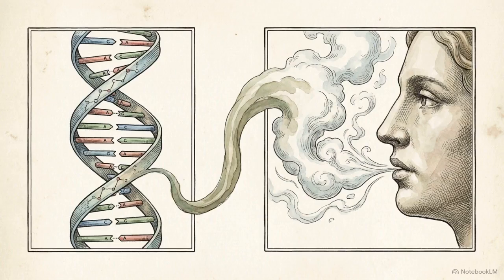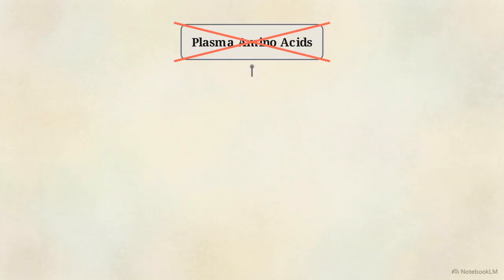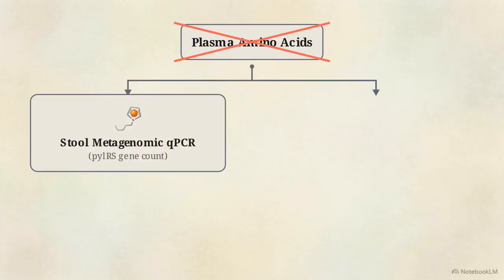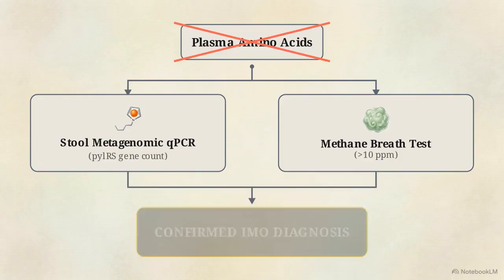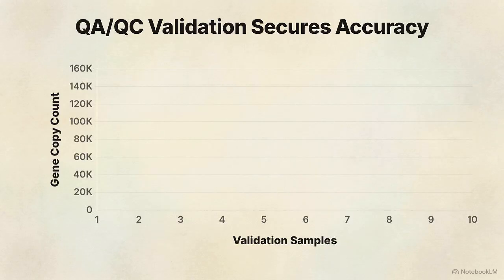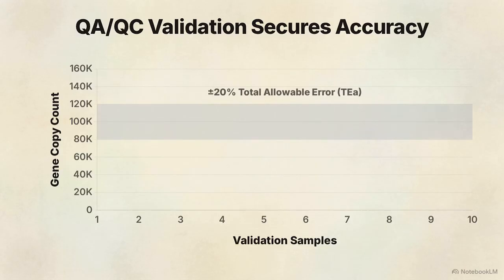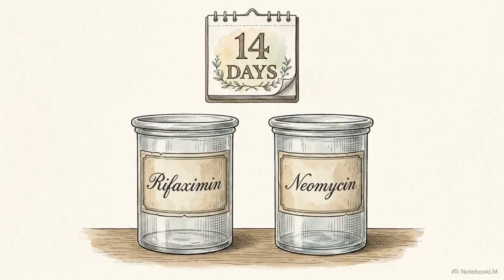The gold standard for a confirmed diagnosis requires a cross-check between the genetic footprint and functional output. This flowchart tracks the proper workflow. An elevated stool pyrrolysine gene count must be paired with a methane breath test showing a peak concentration over 10 parts per million for a confirmed diagnosis. Accuracy depends on strict QA/QC, including calibration against international reference plasmids and enforcing a total allowable error of plus or minus 20%. Treatment requires a 14-day protocol, combining rifaximin and neomycin to dismantle the overgrowth.